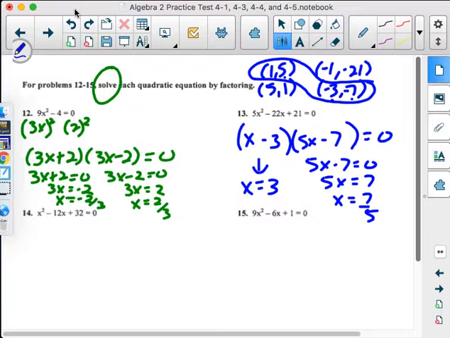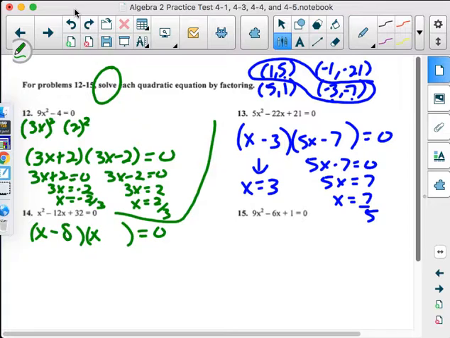Number 14, x squared minus 12x plus 32 equals 0. So there's no greatest common monomial factor. 32 is not a perfect square, but I'm hopeful that with a little bit of effort here, I can figure out what my factors will be by good old-fashioned factoring. So I need two numbers that multiply to 32 and add to negative 12. That would be negative 8 and negative 4. So my zeros are x equals 8 and x equals 4, like that one.